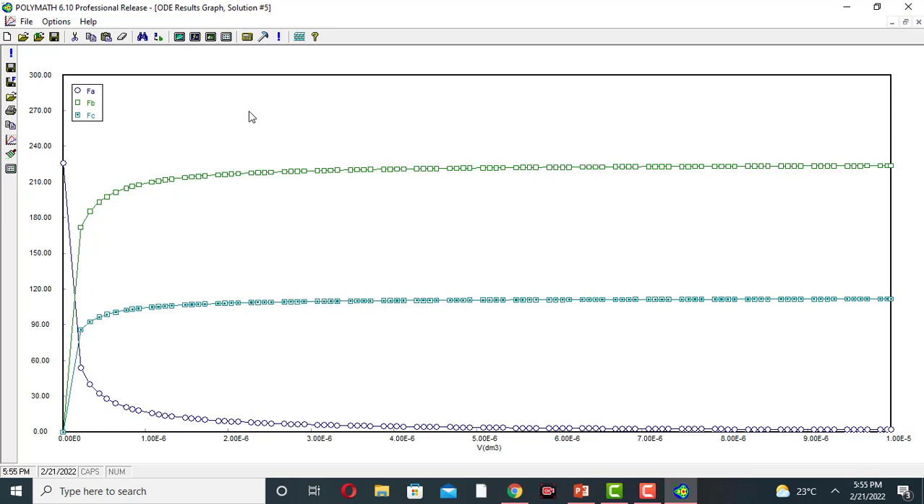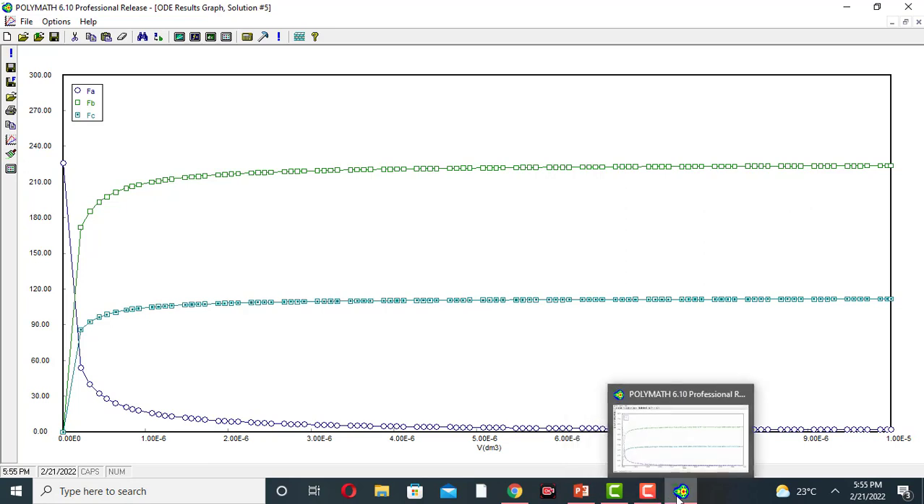So this was just Polymath. You can solve it in other software, an ordinary differential equation solver.